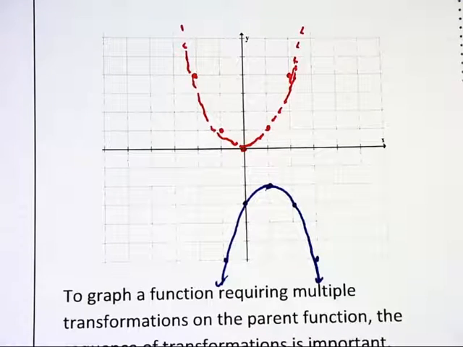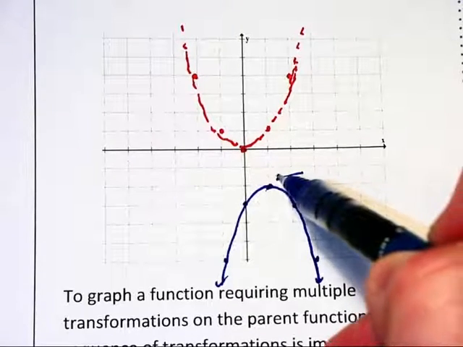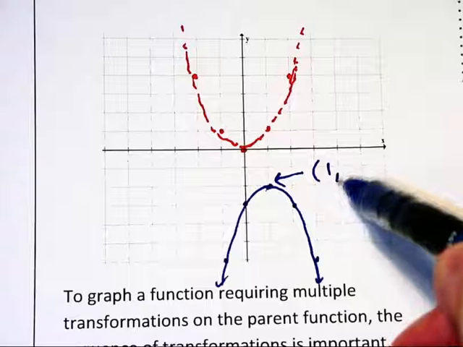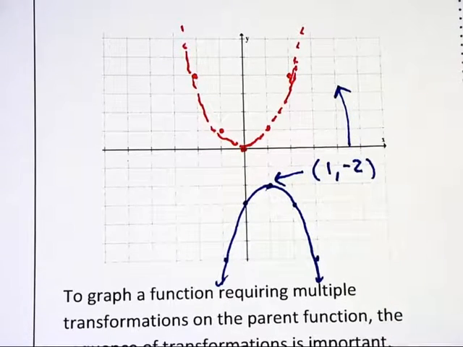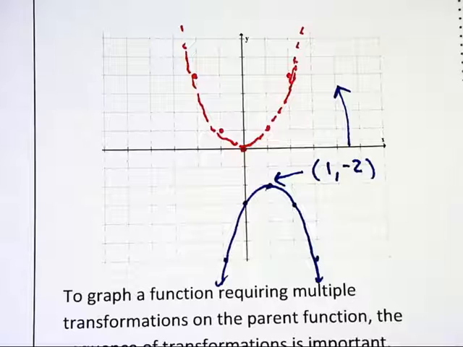And you can verify this if you want. You could take this point, for example, that was at 1, negative 2, substitute it up into the original function, and verify that it is indeed on the graph.